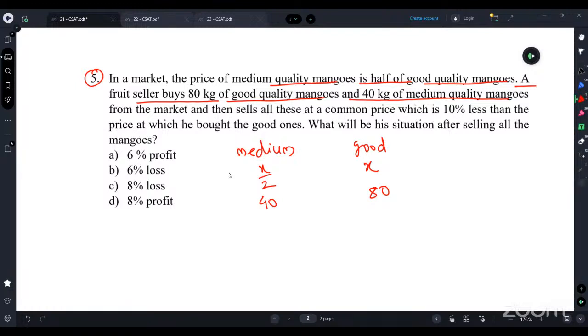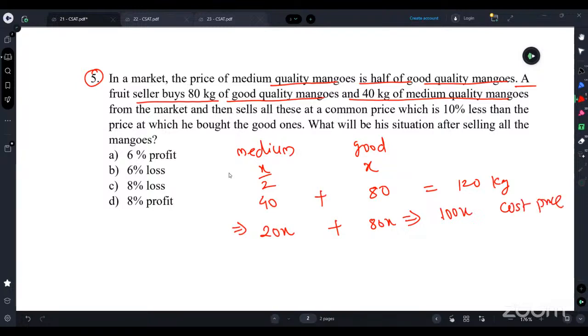Now, how many total kilograms of mangoes has he bought, guys? 120 kg, right? But see how much money he has paid to buy the mangoes. It will be x into 40 by 2, so that will be 20x, right? Plus this will be 80x. How much money has he spent? 100x is the money spent. So that will be basically the cost price for him, right?